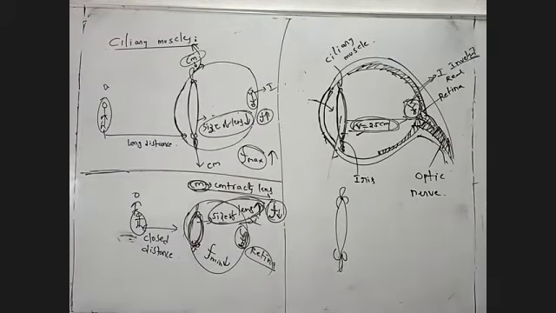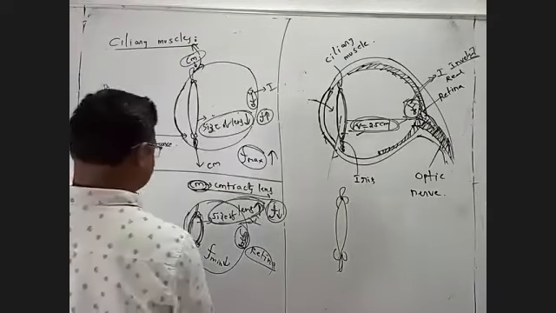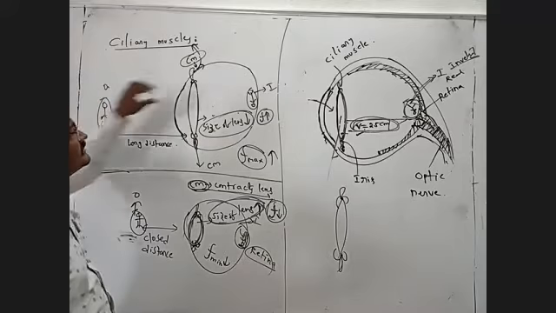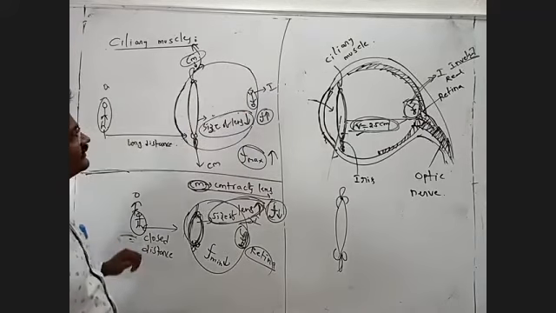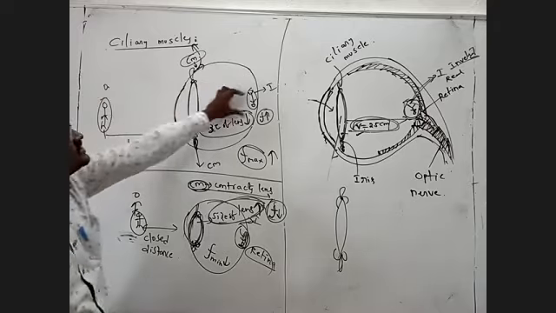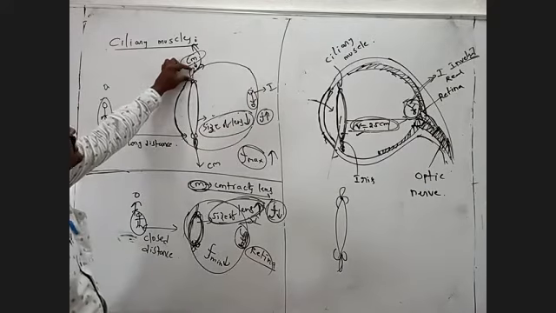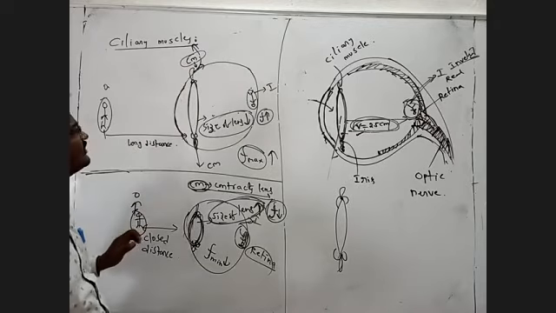Now, concluding. Suppose, for example, this is an object and this is the image on the retina. This is a lens. This is a ciliary muscle, the upper ciliary muscle, and this is the lower ciliary muscle.